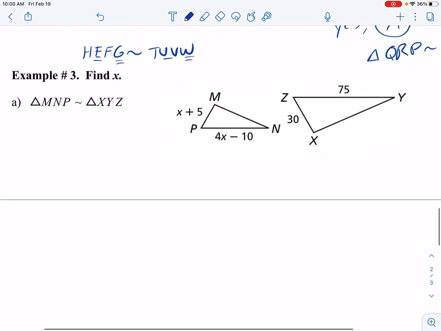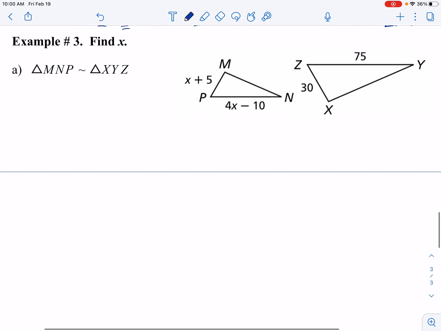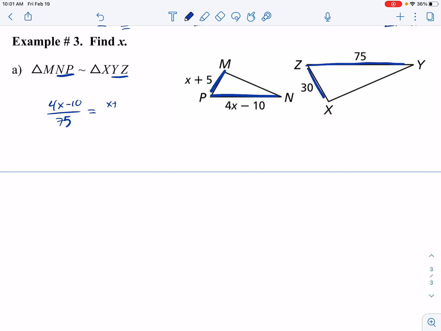All right, and then finally, you might be given similar triangles or polygons and asked to find some side lengths here, and you would just set up a proportion. If they're similar, then their corresponding sides are going to be proportional. So we know that MN, well, let's not use MN because there's no lengths that are given. Let's use NP. We know that NP corresponds to YZ, so we could say 4x minus 10 over 75 is going to be the same ratio as MP to XZ, x plus 5 to 30.